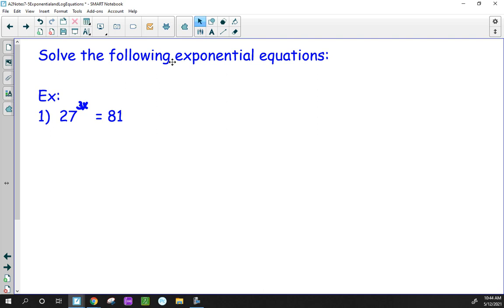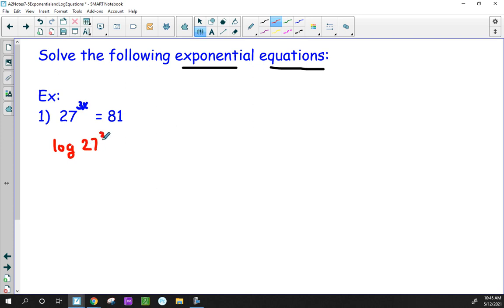Example 1. Solve the following exponential equation. Again, it's good to make sure that we can recognize these. This is an equation where the x is in the exponent position. So we're going to do the inverse of exponents, which is logs. You're going to put a log on both sides of the equation. We're dealing with common log in base 10. We're going to do log on the other side.